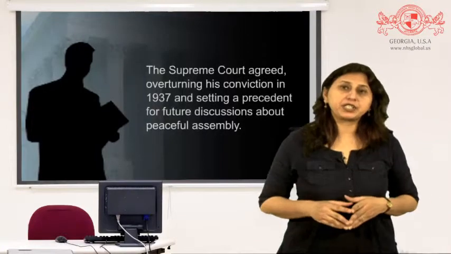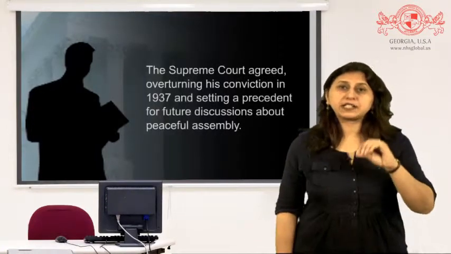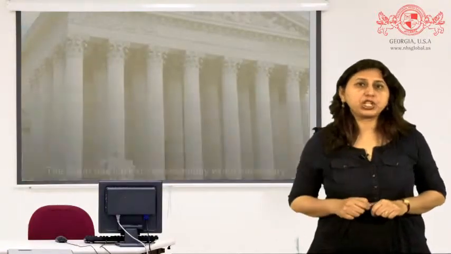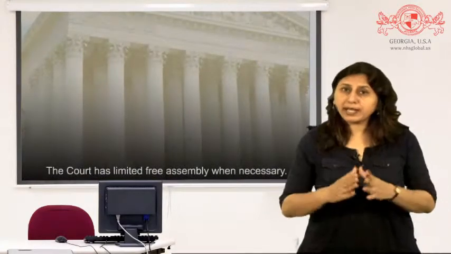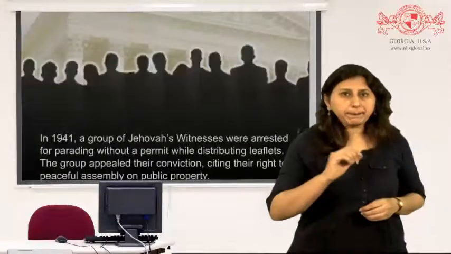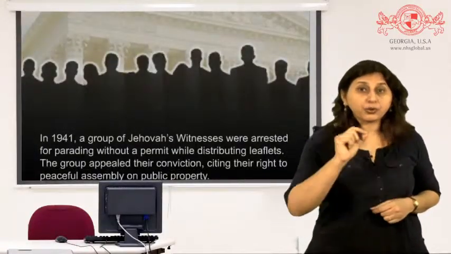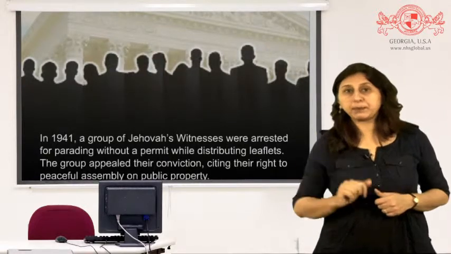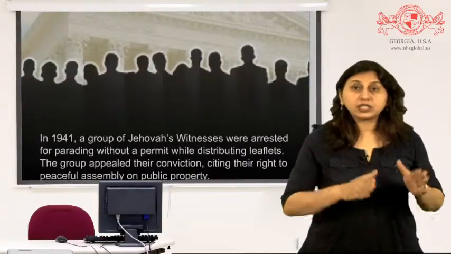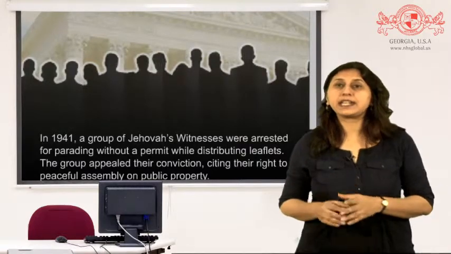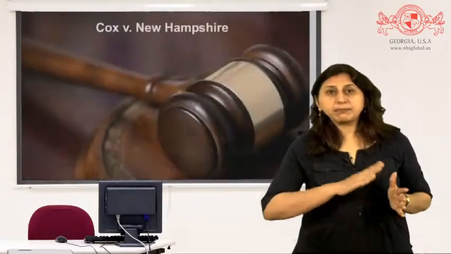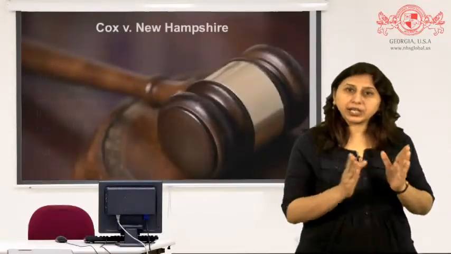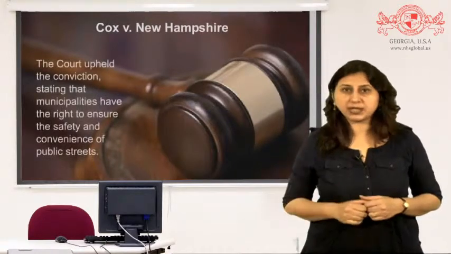Despite the significance of the de Jong ruling, the court has limited free assembly when necessary. In 1941, a group of Jehovah's Witnesses were arrested for parading without a permit while distributing leaflets. The group appealed their conviction, citing their right to peaceful assembly on public property. However, in Cox versus New Hampshire, 1942, the court upheld the conviction, stating that municipalities have the right to ensure the safety and convenience of public streets.